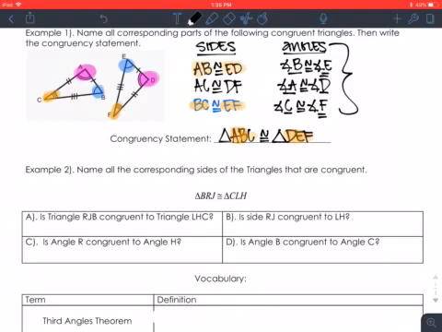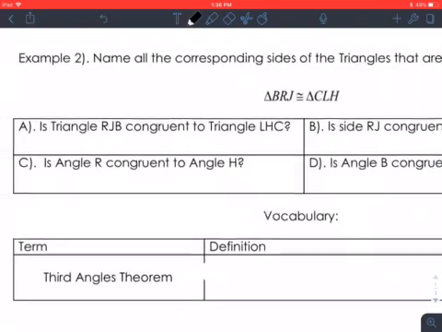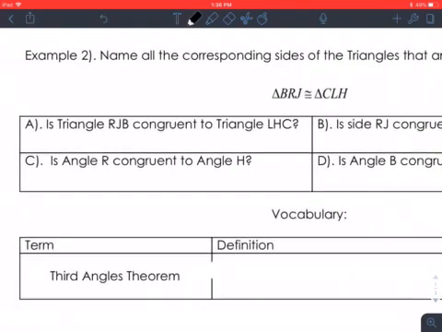Now, that's nice because we were given the figure. In example 2, we're not given the figure, and all we're given is a congruency statement, but we can still make sure what's corresponding in which triangle. And it's all about the order of things. So this is our congruency statement right here. It says that triangle BRJ is congruent to triangle CLH, all right?